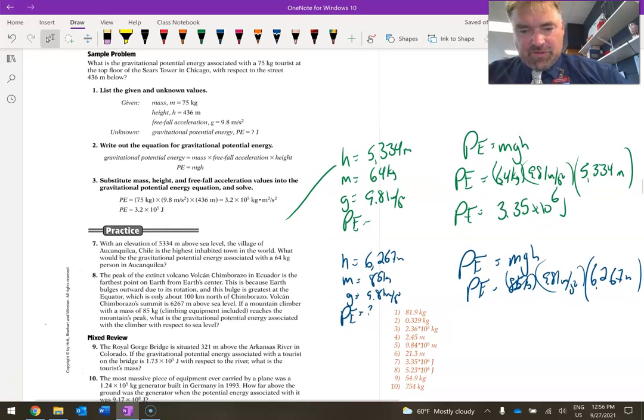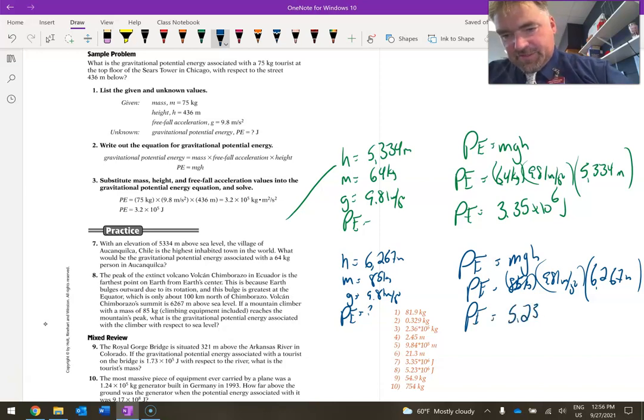So when we do that, we find that the potential energy associated with this one is going to be 5.23 times 10 to the 6th joules.